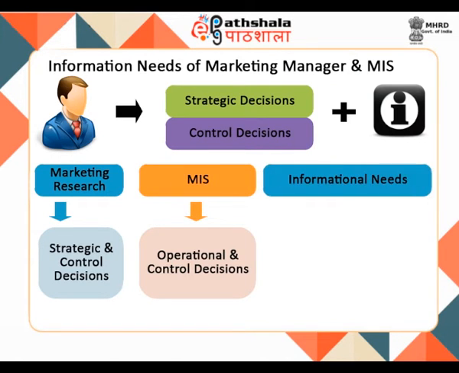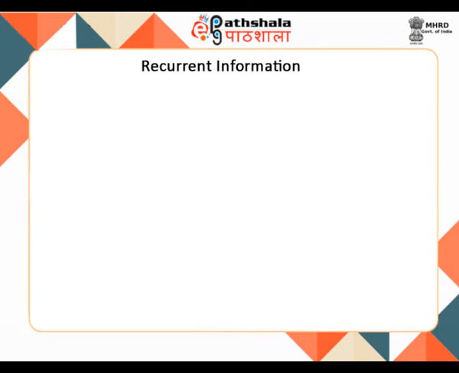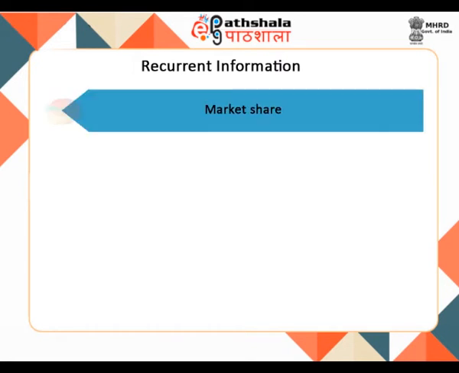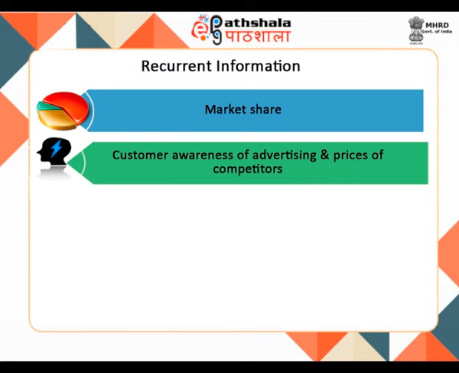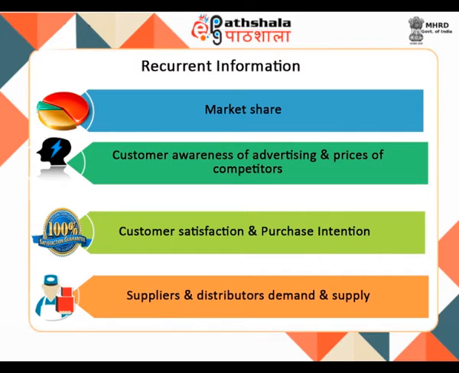These information needs are categorized by Tull and Hawkins as recurrent information, monitoring information, and requested information. We shall discuss these now one by one. Recurrent information. This is the information provided on periodic basis regarding market share, customer awareness of advertising and prices of competitors, customer satisfaction and purchase intention, suppliers and distributors' demand and supply.